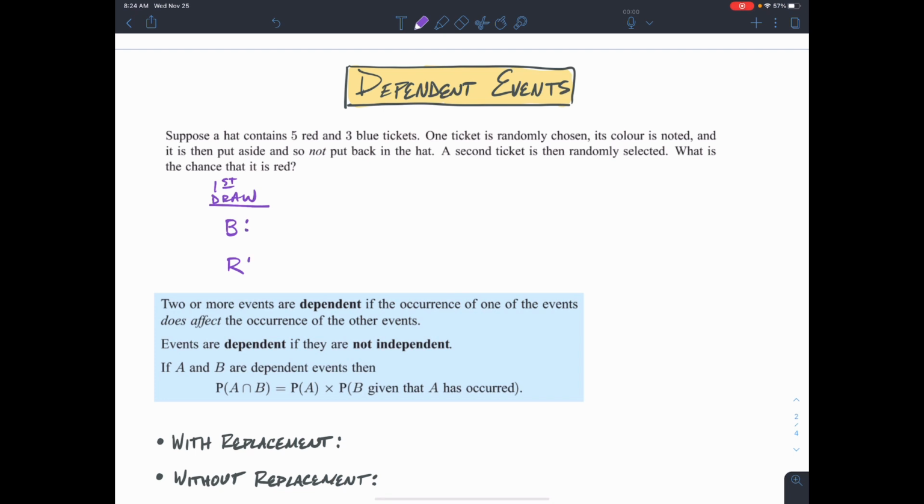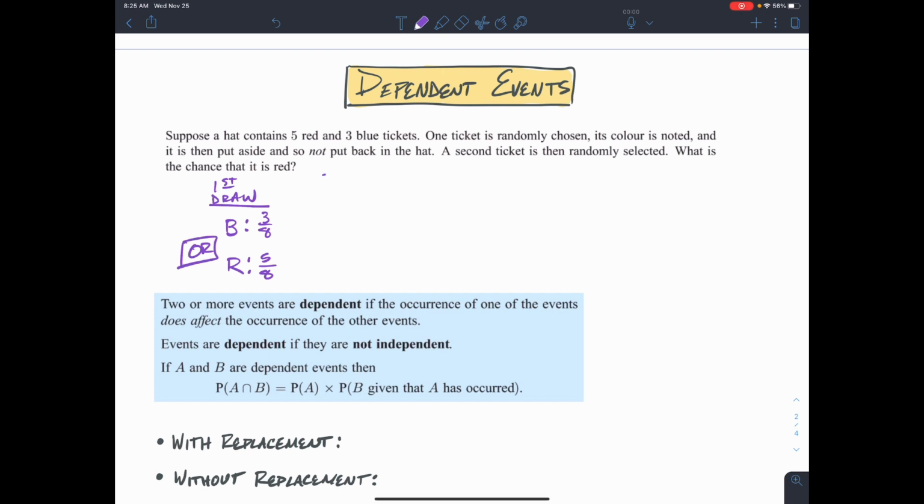If we got a blue ticket, it would have been 3 out of 8. There's 3 possible blue tickets out of the 8 total tickets. The red is the complement, because that's the other color in there. So it could have been 5 out of 8. So let's assume that we could have done either one of these things. So it could have been the blue first or the red first.